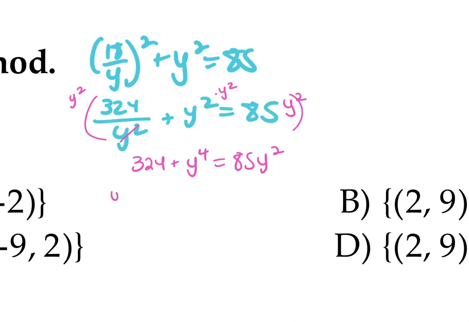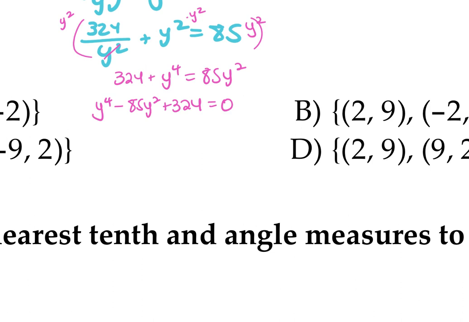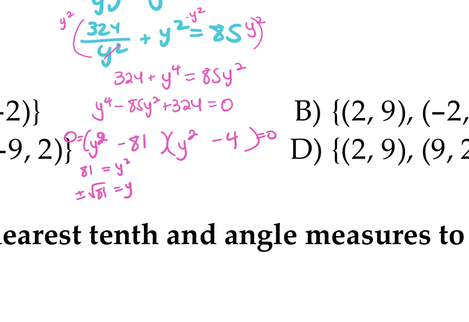Get everything to one side. This would be a minus. So then factors of 324 that sum to 85. Oh, this would be y squared and y squared. They are negative 81 and negative 4. And then I would split and solve this. Y squared would equal 81. Y would equal plus and minus the square root of 81. Y would equal plus and minus 9.